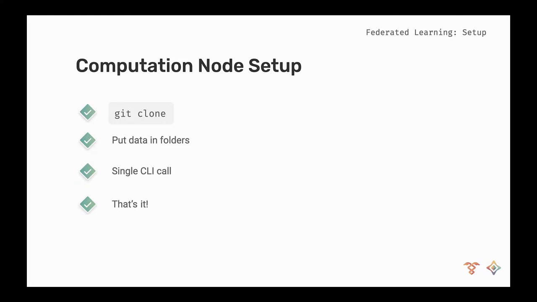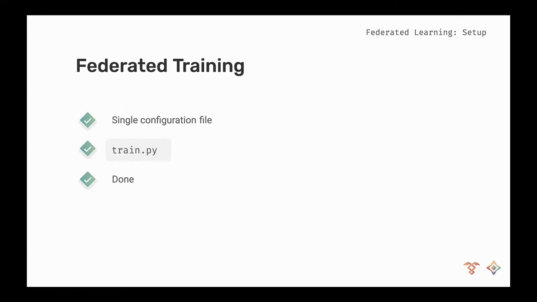Running federated learning is even easier. To configure training, all the important bits are in a single configuration file. From there, you just run train.py and wait for the model to train. We also include some pre-made scripts, for example, for running hyperparameter optimization over the entire federation.